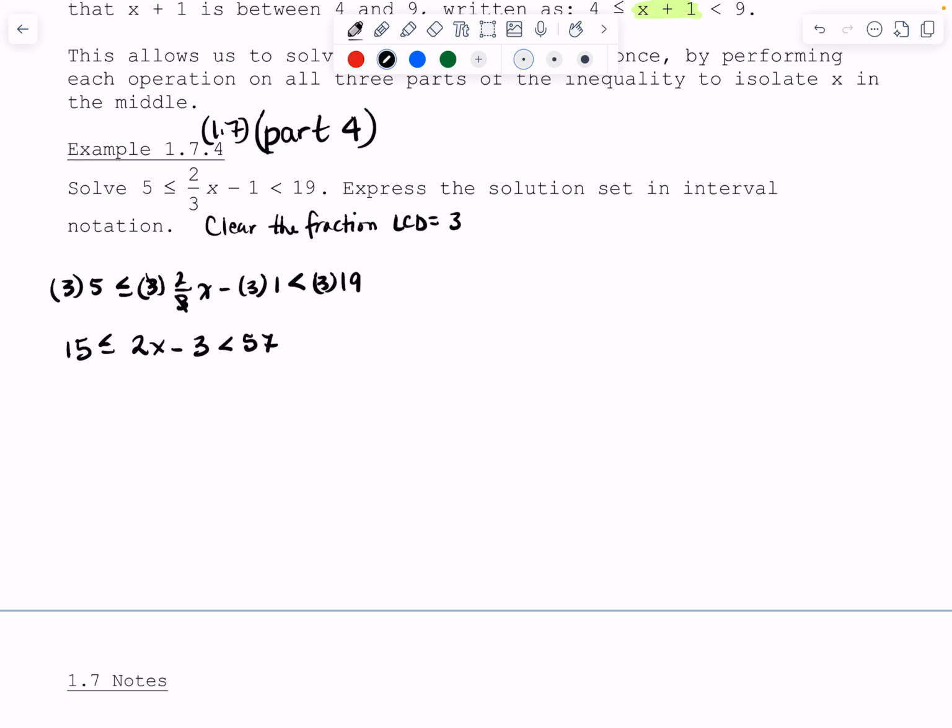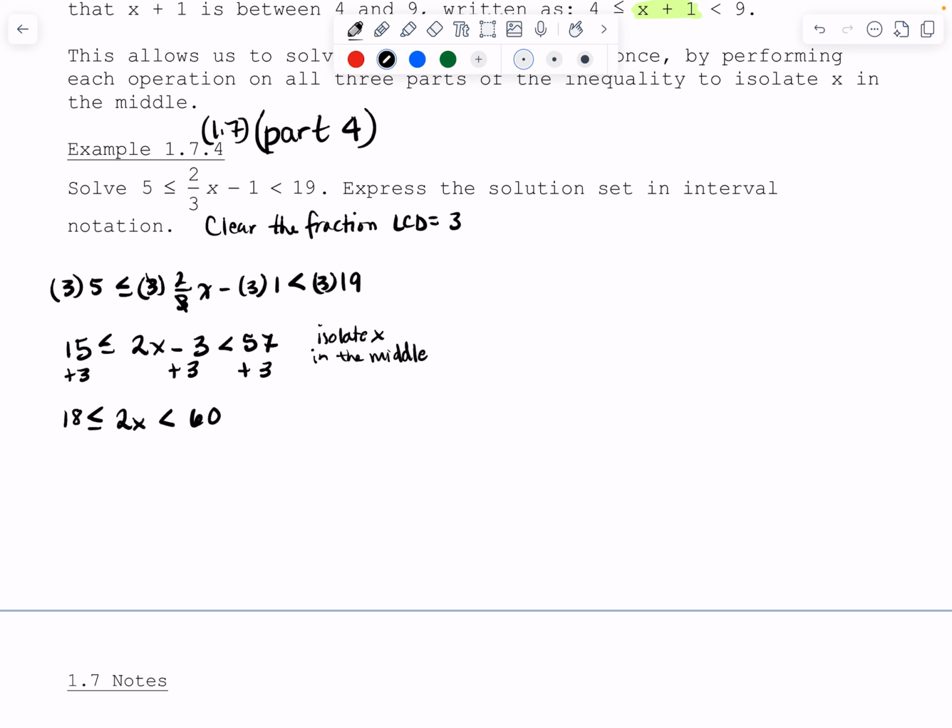Okay, now we're going to isolate x in the middle. To do that, I have to get rid of this 3. So I'm going to add 3 in the middle, but what I do to the middle, I have to do to the ends. So this becomes 15 plus 3, which is 18, which is less than or equal to 2x, which is less than 57 plus 3, which is 60.